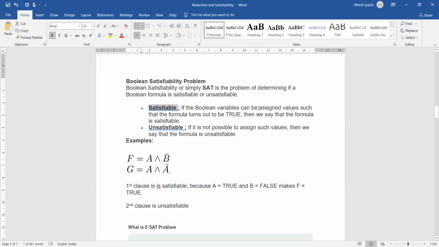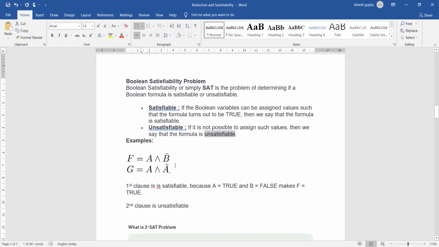उसकी डेफिनेशन ये है कि can we assign any value to our literals such that the formula turns out to be true. ये भी हमने देखा है. अनसेटिस्फाइबिलिटी क्या है? अगर हम कोई भी ऐसी वैल्यू असाइन नहीं कर सकते हैं जिससे फॉर्मूला ट्रू रिटर्न दे, तो that is called unsatisfiability. Now given are the two examples.